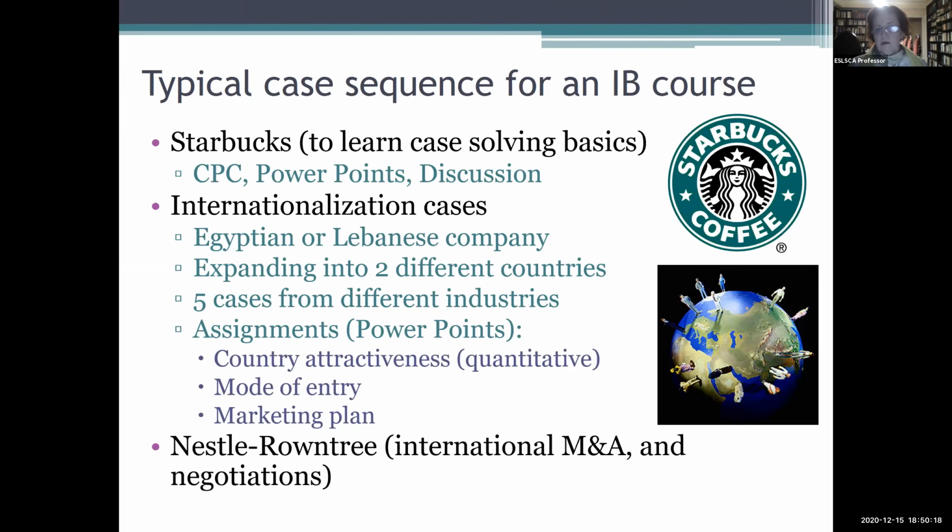And on top of this, as a last case, we have a quite old case about Nestle Rowntree. It's an international merger and acquisition case, and it teaches international negotiations and some finance. This is like a full-scale sequence for, let's say, a graduate course. If we're talking undergraduate course, just the Starbucks and one international case is plenty, because they're still in the process of learning how to do cases.